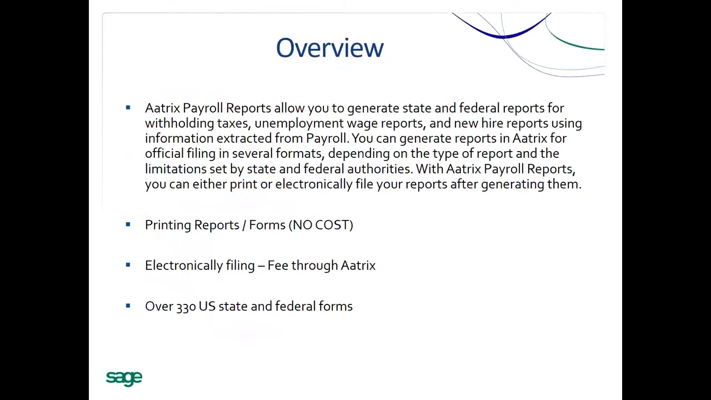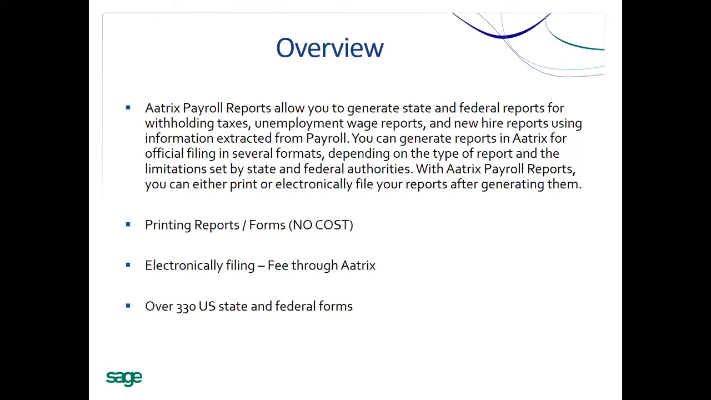All right, so for those of you that might be new to Sage 300, Aatrix is third-party software that interfaces with Sage, and it lets you generate some of your mandatory state and federal reports that you need. You can actually print all of these reports or forms at no cost. So this is what you're going to use maybe to do your tax deposits, run your quarterly reports for state and federal. And then at year end, this is what you're going to use to print your 1099 forms, your W-2s, and your ACA forms.